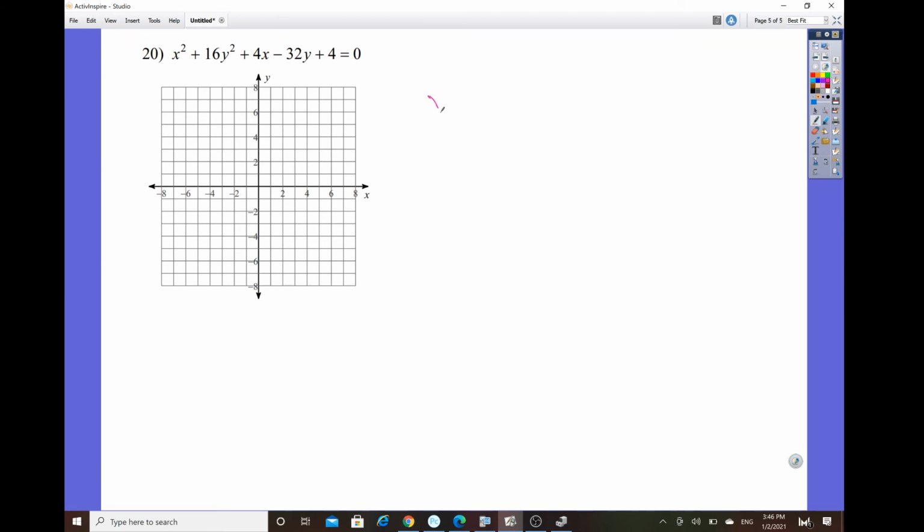So we do have x squared plus 4x all together. And then the other one is 16y squared minus 32y. And what about that constant, positive 4? Just move that to the right-hand side, so that turns out to be negative 4. So now what we have here is x squared plus 4x plus 4. Again, using that magic formula, b over 2 quantity squared, to complete the square.